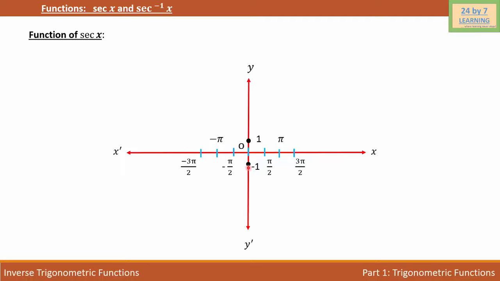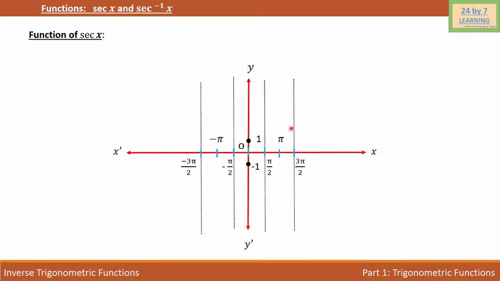Before I graph the actual secant function, I would like to draw some vertical lines. So I will draw the vertical lines that pass through the angles that are multiples of pi over 2. You can see these are my vertical lines with the dotted line. Now let's graph the secant function. So if I graph the secant function, as you can see, this is my graph of the secant function.